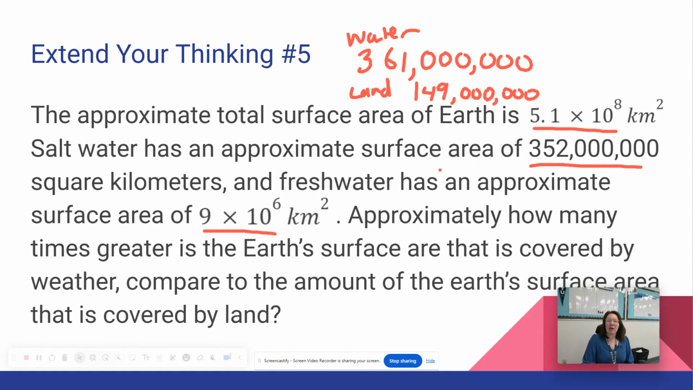And now that we figured all that, how many times greater? Greater means bigger, means divide. How many times greater means divide. So we literally take our number for water divided by our number for land and click enter. Woo! That was a good question.